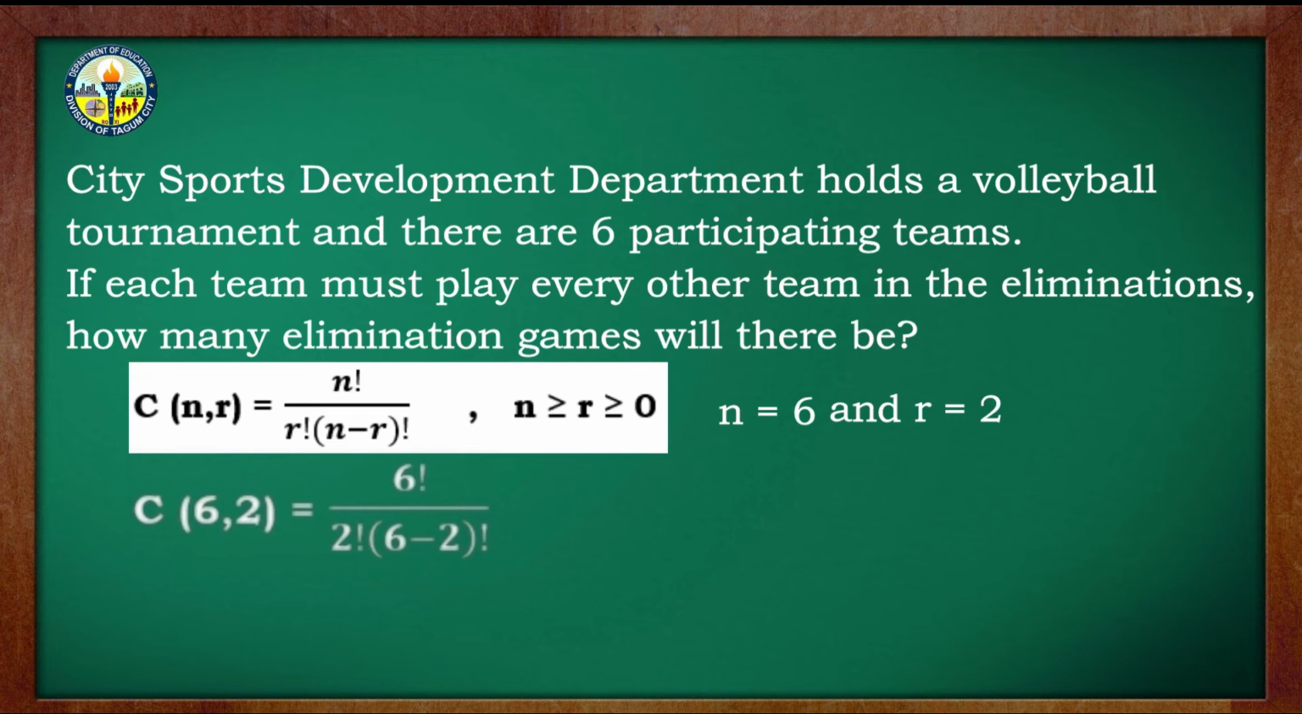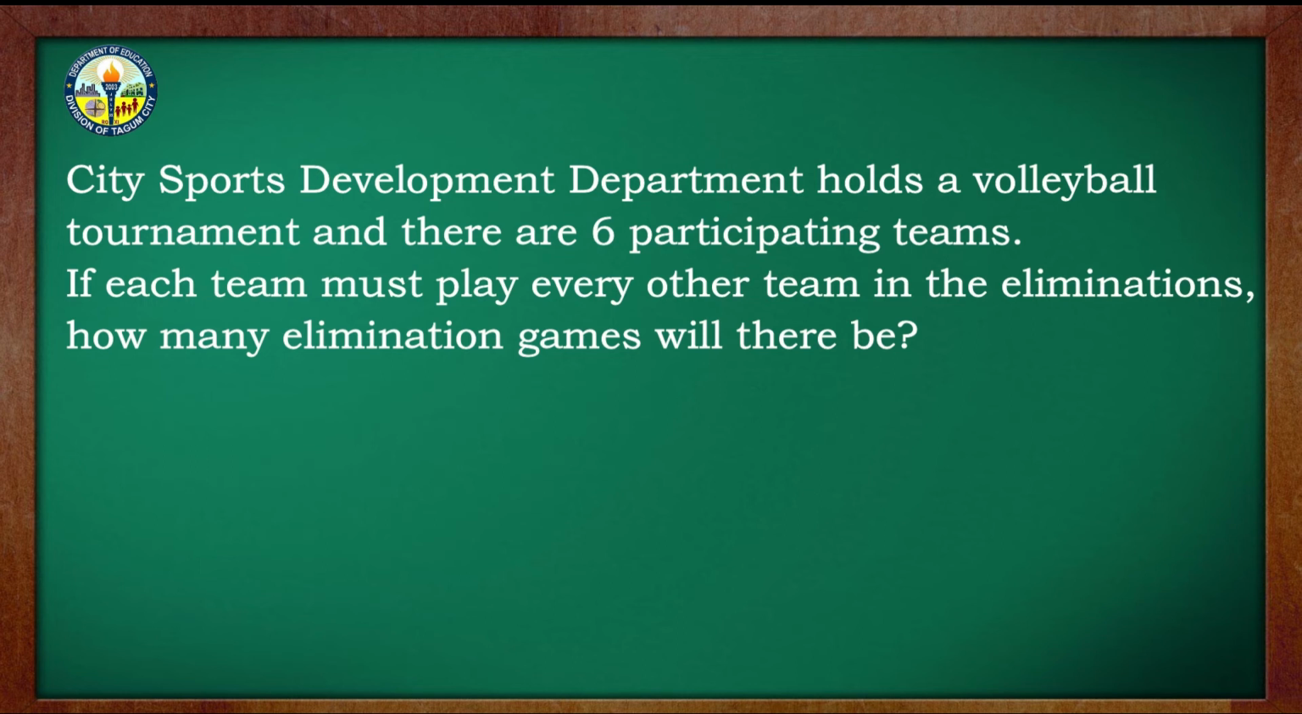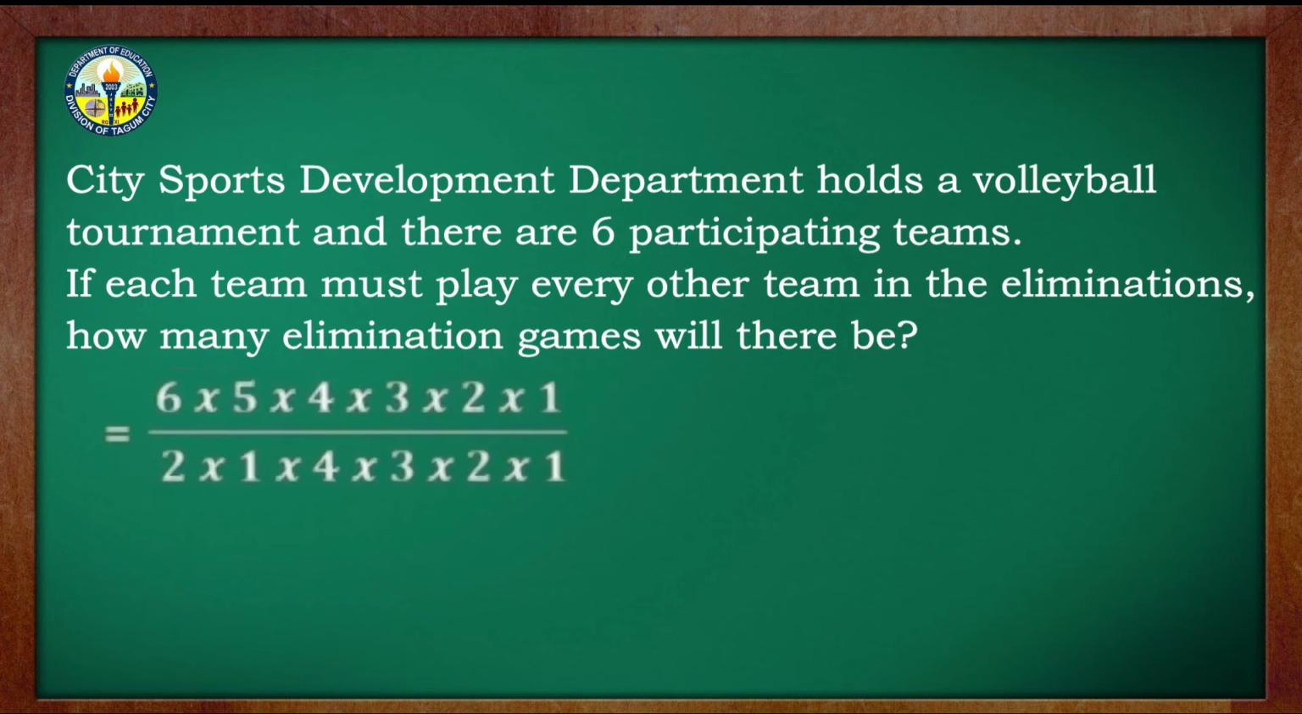Then, subtract 6 and 2. This becomes 4. That is 6 factorial over 2 factorial times 4 factorial. Next, find the factorial of 6, 2, and 4. This becomes 6 times 5 times 4 times 3 times 2 times 1. 2 factorial is 2 times 1, and 4 factorial is 4 times 3 times 2 times 1. After that, perform the division operation.